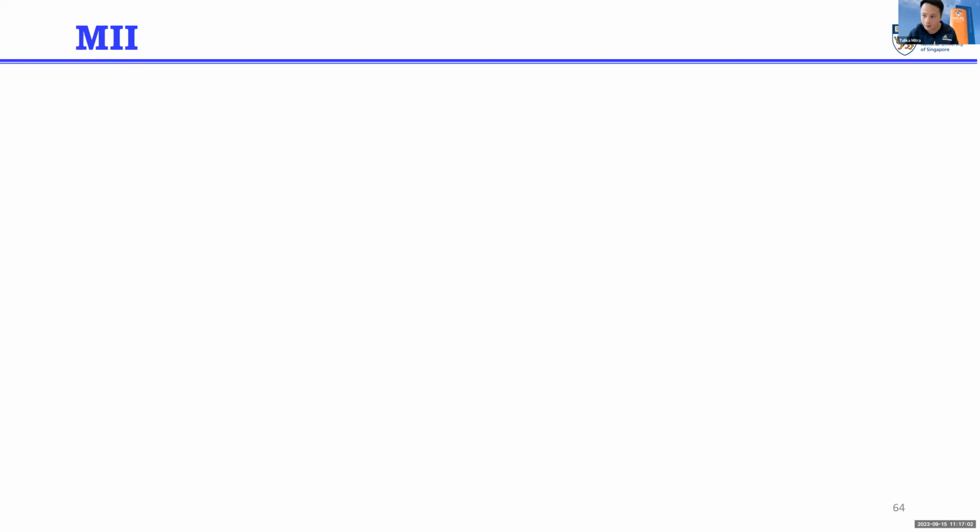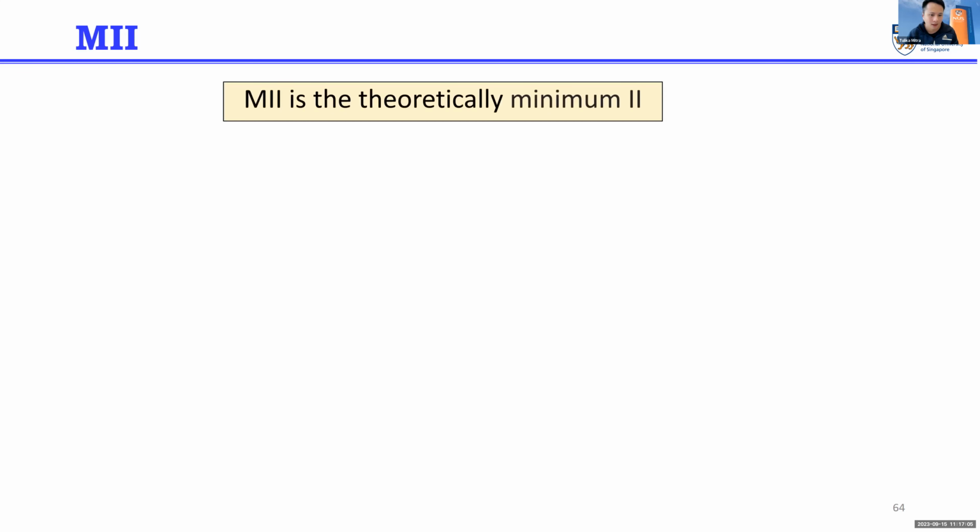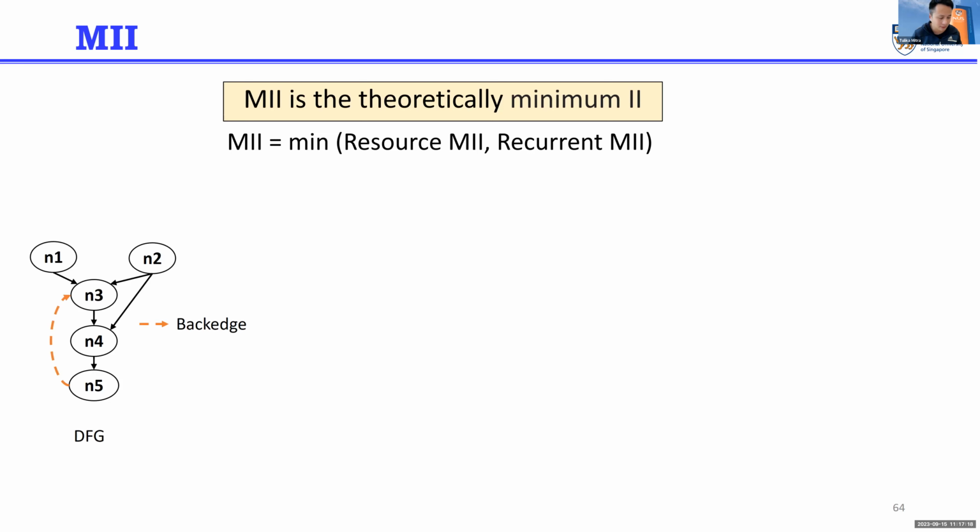Another terminology in CGRA compilation is called MII. MII is the theoretical minimum II. So MII is decided by the resource minimum II and the recurrence minimum II. So for example, we have a DFG. It's similar to the previous one, but we add a back edge here from node N5 to node N3. The point here is that the data dependency is cross-iteration. For example, in the current iteration we execute N5, but N3 of the next iteration will need the data of N5 from the last iteration.